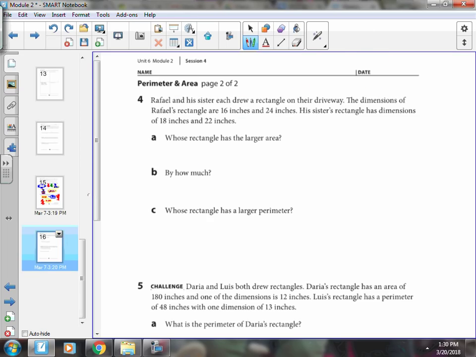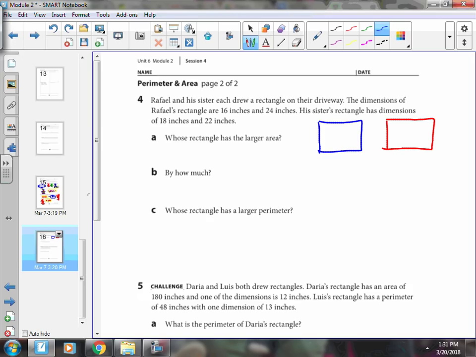Number 4. Raphael and his sister each drew a rectangle on their driveway. The dimensions of Raphael's rectangle are 16 by 24, and the sister's rectangle was 18 by 22. Whose rectangle has the larger area? So we have to do 2 multiplication problems to figure this out. All right, so I think I'm going to draw it. Raphael, and then we'll do his sister. Okay, so his dimensions were 16 by 24, and her dimensions were 18 by 22.